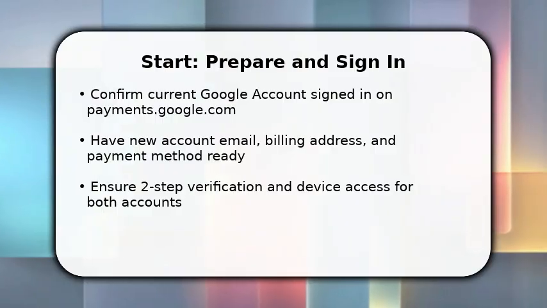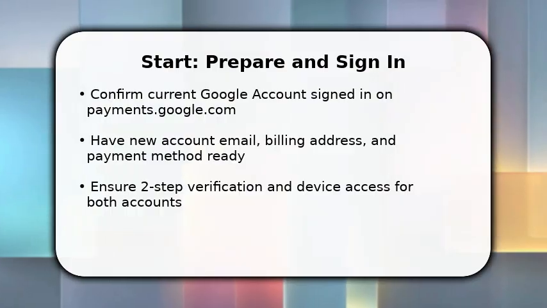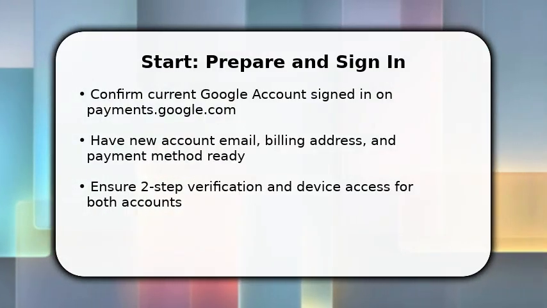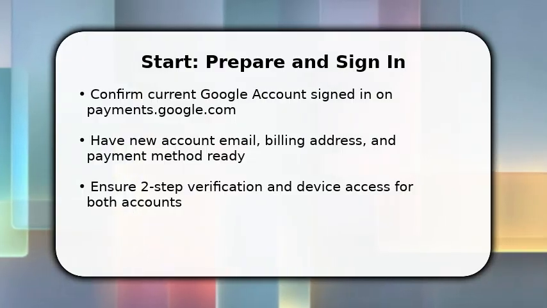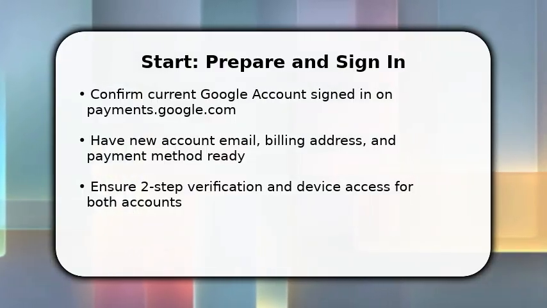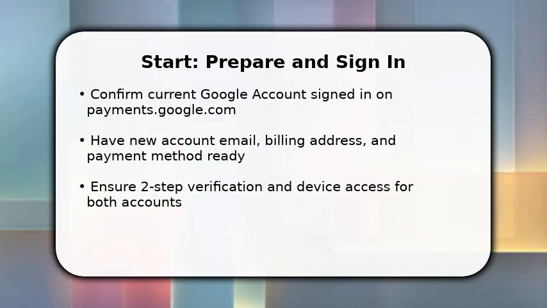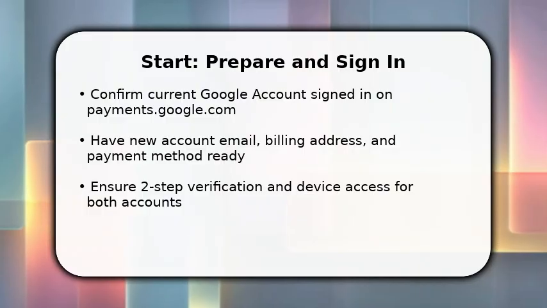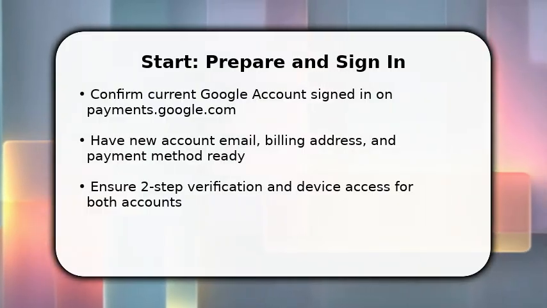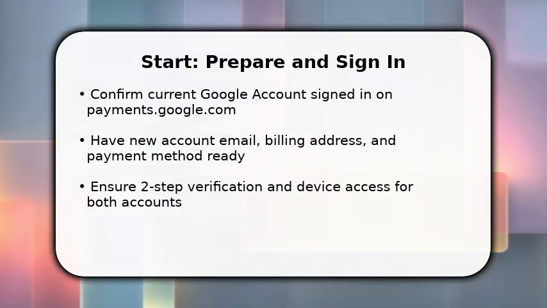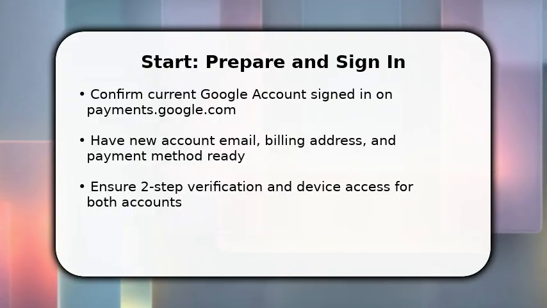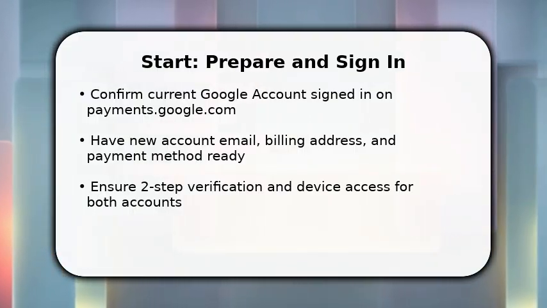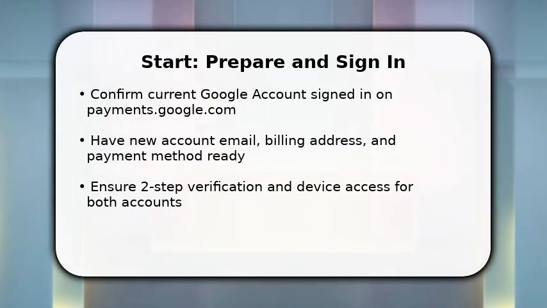You begin by confirming you're signed into the Google account that currently manages payments. This ensures you can view and change billing details. Once done, gather the new account credentials, billing address, and an active payment method so you can add them without interruption. Make sure two-step verification is available on both accounts to authorize changes. You do this first because Google links purchases and subscriptions to an account. Preparing prevents blocked changes and accidental charge disruptions.